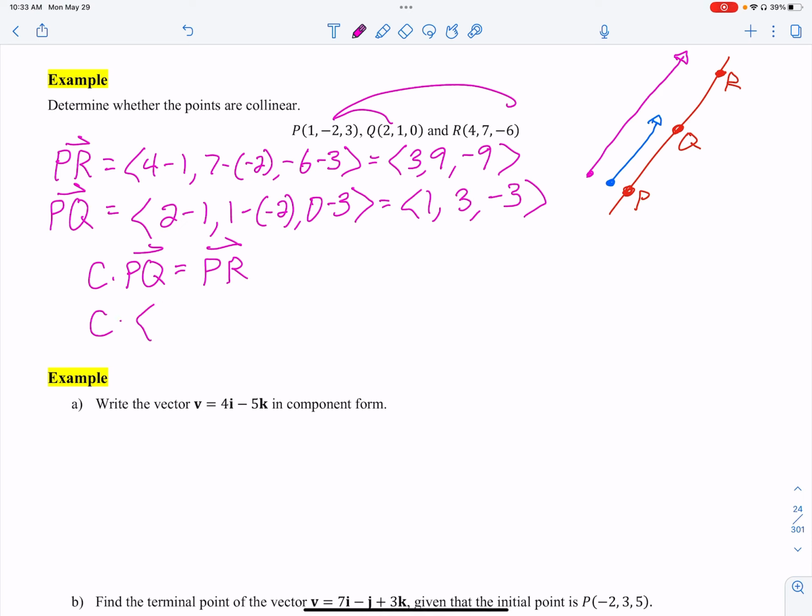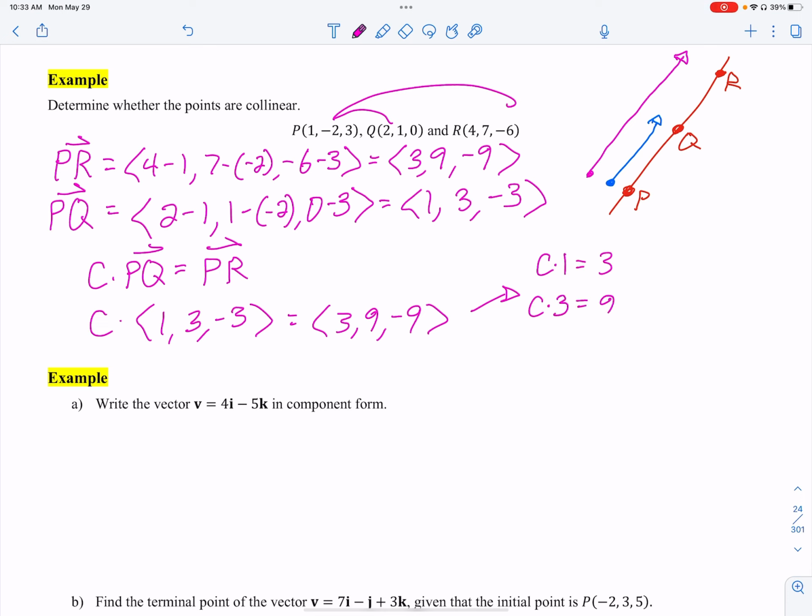So I got C times PQ, which is 1, 3, negative 3. The reason I picked C to go with PQ is it's smaller. 3, 9, negative 9. So this gets me 3 values. I got C times 1 equals 3. I got C times 3 equals 9. And I got C times negative 3 equals negative 9. All of these give me C equals 3.